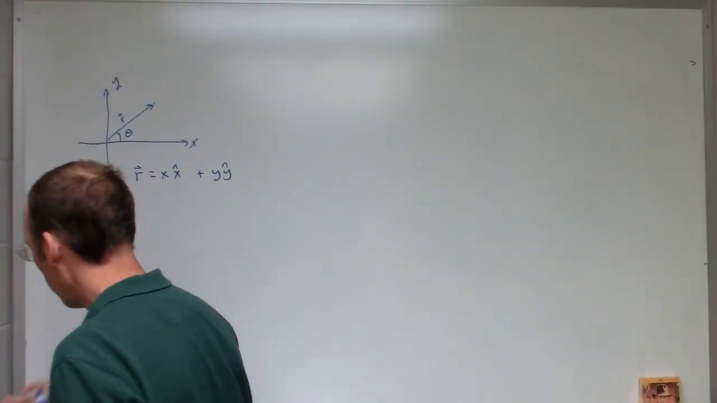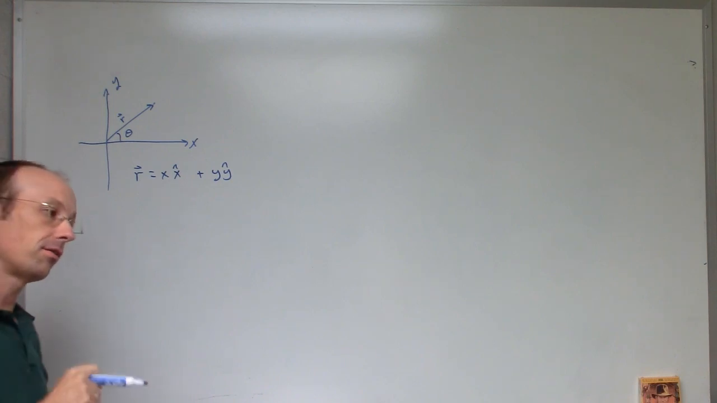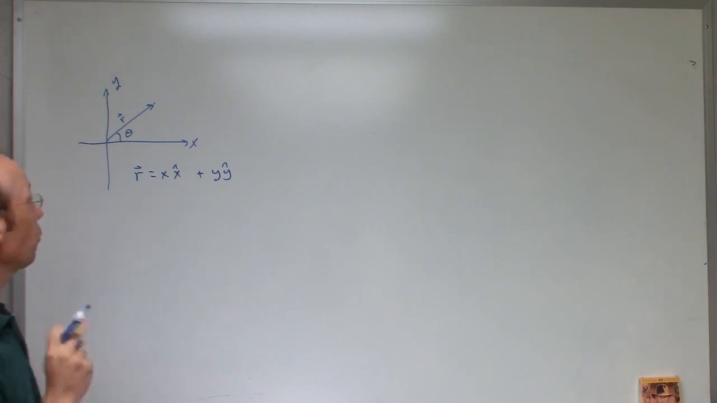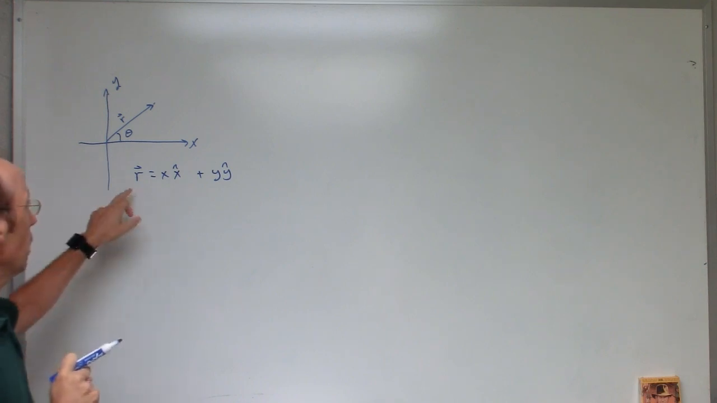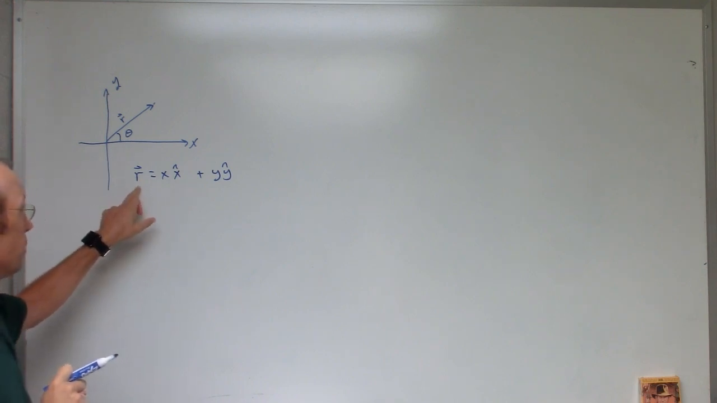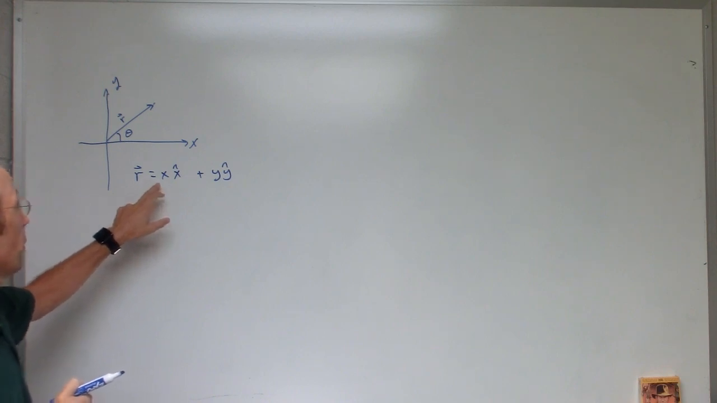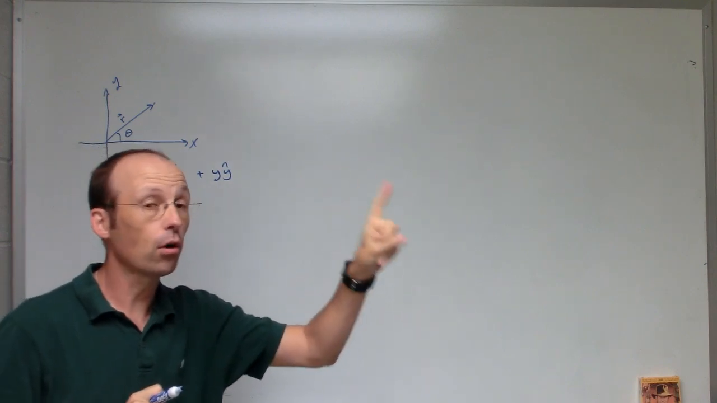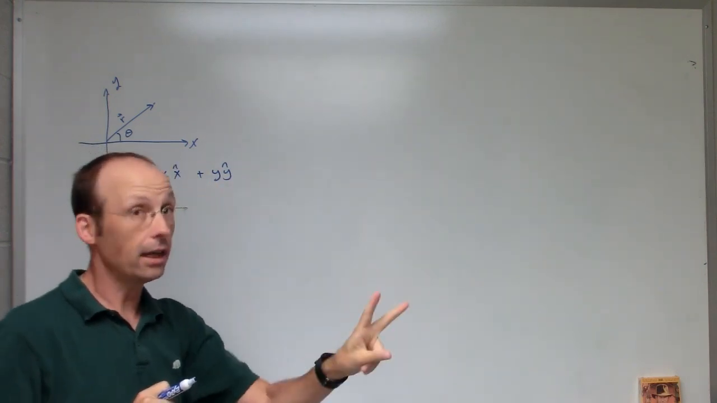Okay, I'm going to try to go fast. What I want to do is get the position. Here's the position vector in Cartesian coordinates, and I want to write the position vector in polar coordinates, and I want to determine the velocity in polar coordinates.